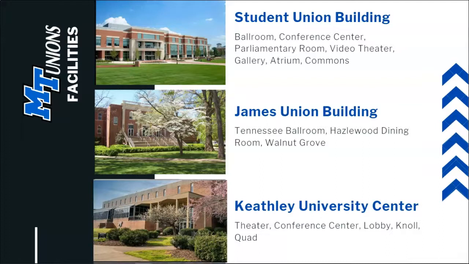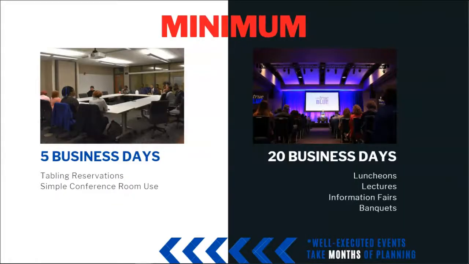The buildings within MTUnions' purview include the Student Union Building, the James Union Building, and the Keithley University Center. We strongly advise that event organizers begin their planning by checking the availability of the venues being considered for their events. This video will demonstrate how you can use the campus reservation software, which is called 25 Live, to find that information.